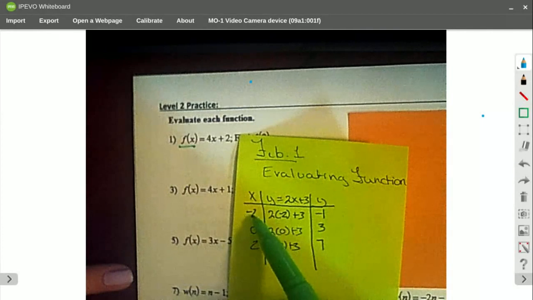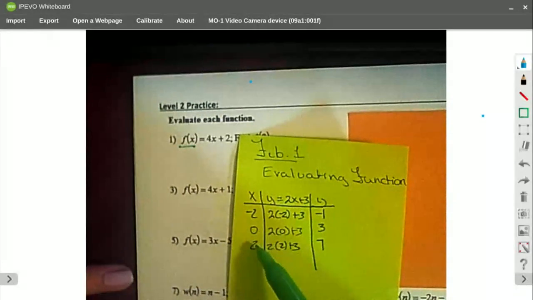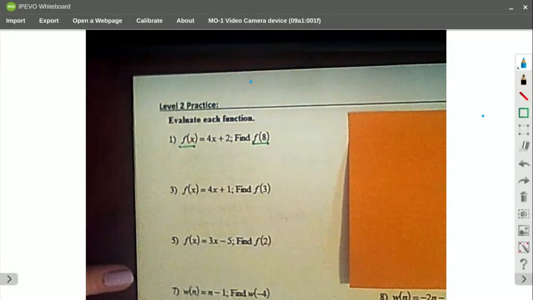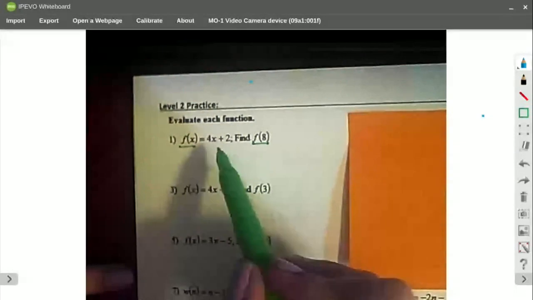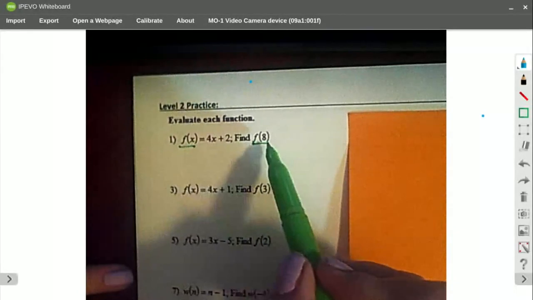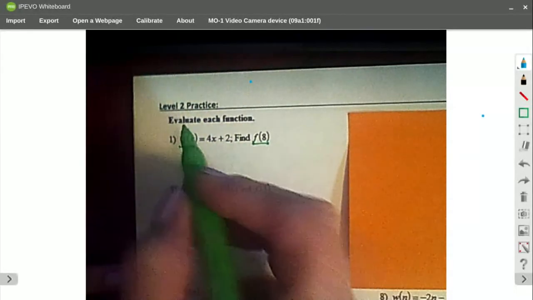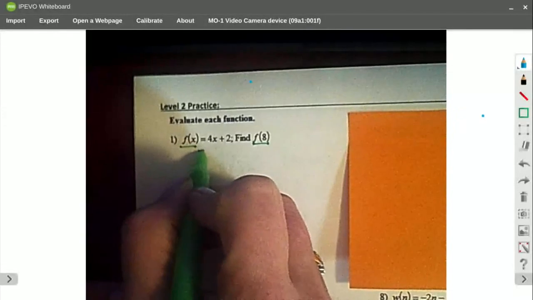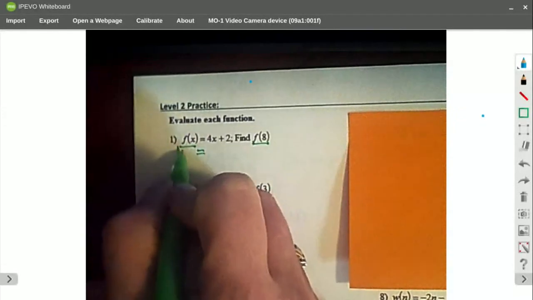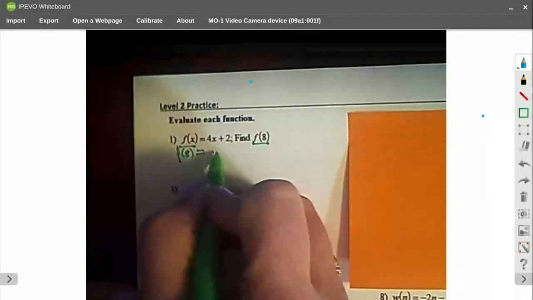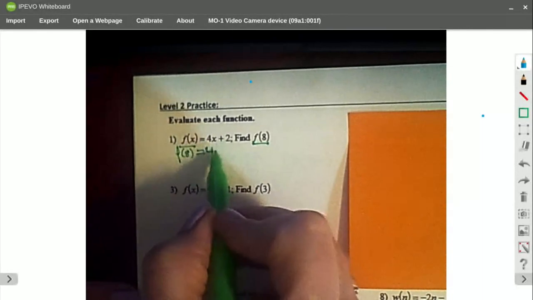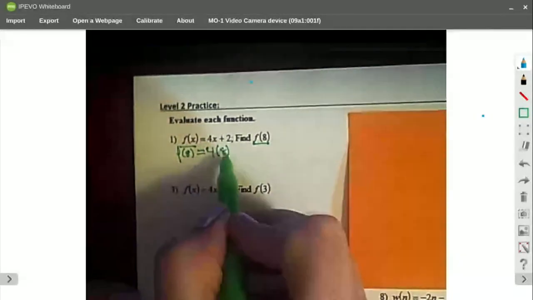What was my x? I replaced it with a -2, a 0, and a 2. Well, this time you only have to do it once, but you're replacing the x with the 8. So you're going to do the same exact thing. You're going to say f of 8 is equal to 4 times 8.